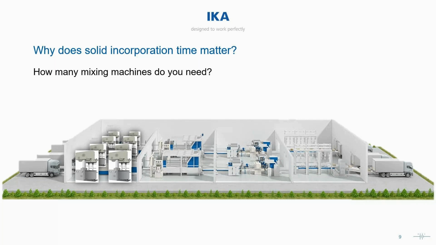So how can we avoid that? How can we minimize the amount of mixers that we need and at the same time produce the amount of electrode material for our target? Well, the answer to that is going to lie in our cycle time and keeping our cycle time down.